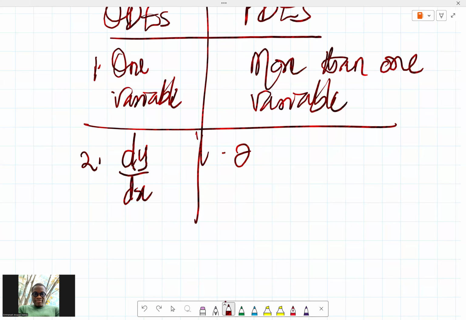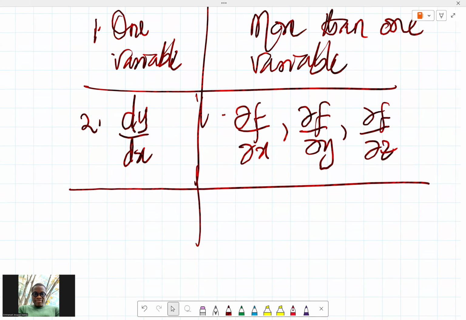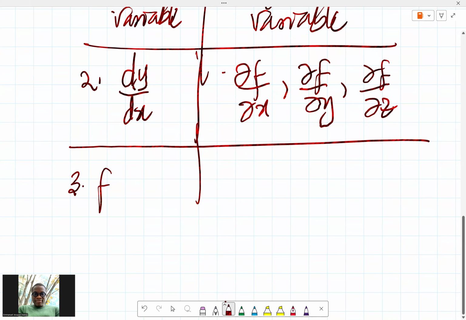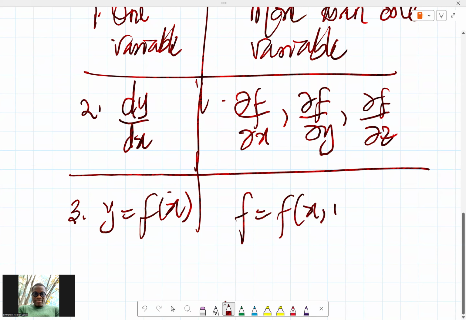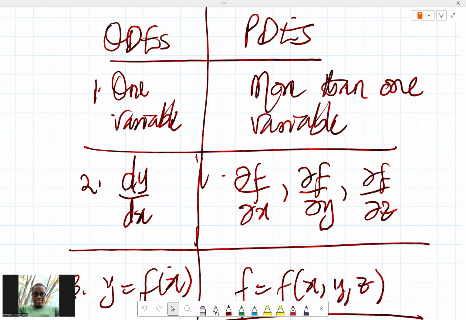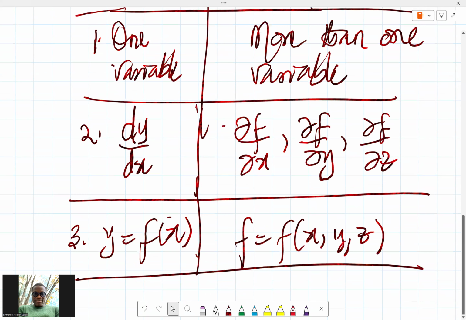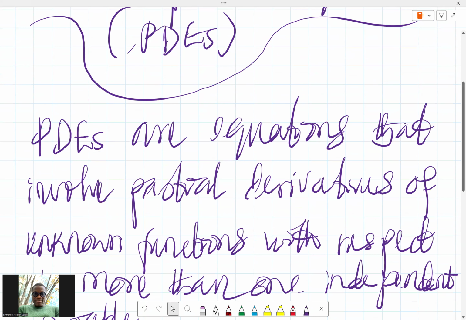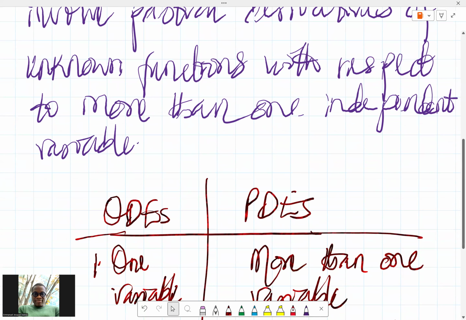On a general note, we can say partial f partial x, or partial f partial y, or partial f partial z, depending on how many variables you're looking at. Another thing I want to add is that ODEs are defined for y, which is a function of only x. On the other hand, PDEs are defined for f, which is a function of x, y, z, and so on, and that is why the derivative is partial with respect to each of the variables. These are some fundamental differences between ordinary and partial differential equations: one variable for ODEs, more than one variable for PDEs. So our focus now is on PDEs, equations that involve partial derivatives of unknown functions with respect to more than one independent variable.